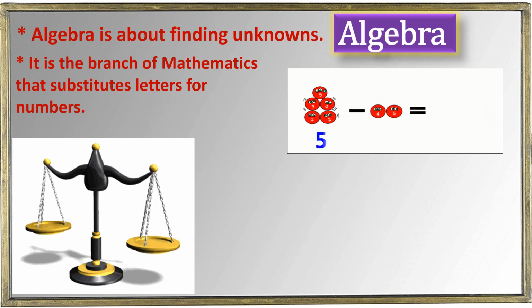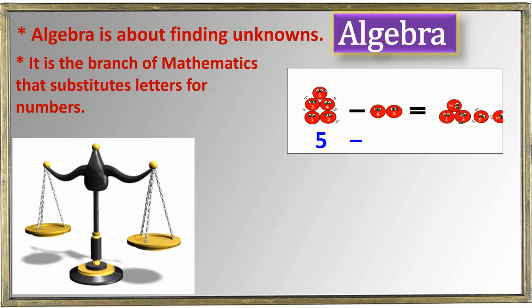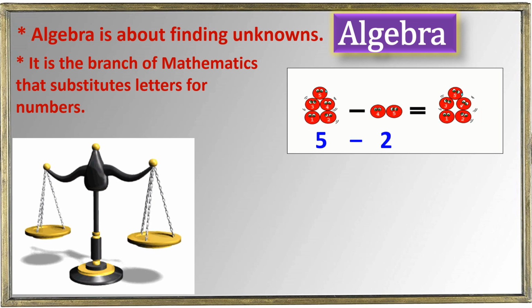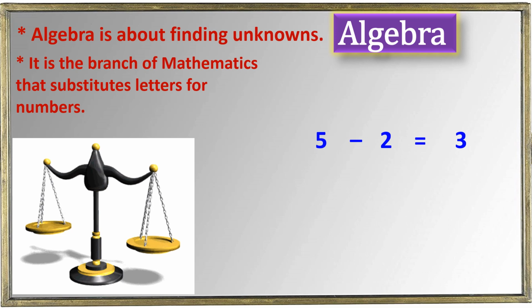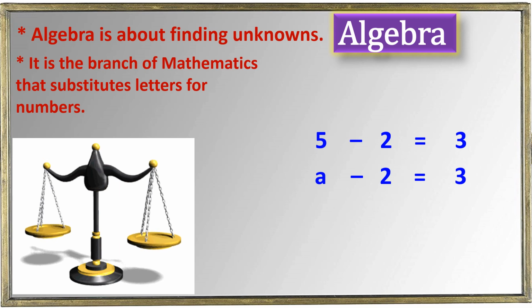5 balls minus 2 balls, isn't it? That's equal to 3 balls, right? Fine. This is what we have learnt in subtraction, isn't it? But in algebra, they might ask like this: A minus 2 is equal to 3. We are going to find out the value of that A. How can we find it? I'll explain.